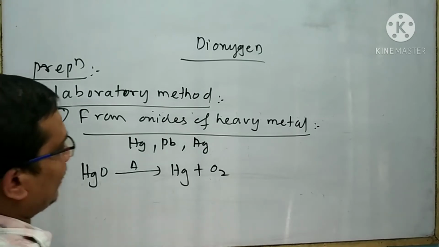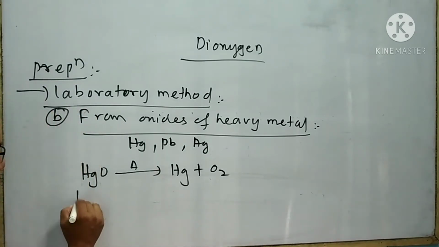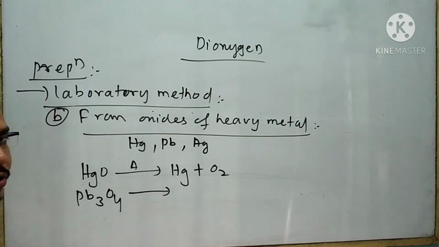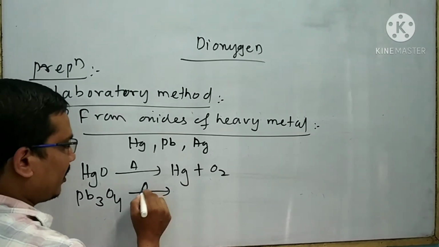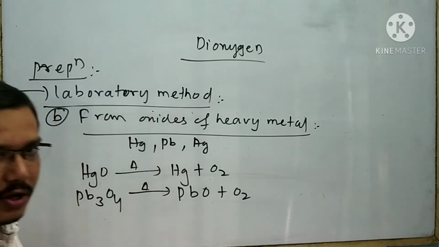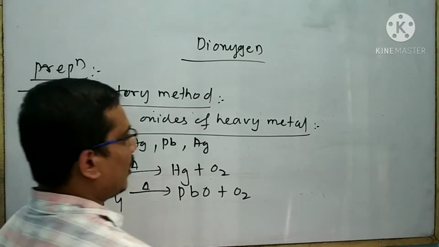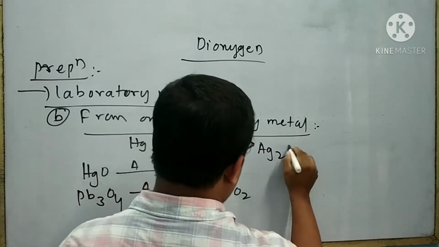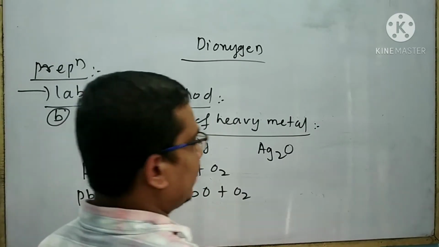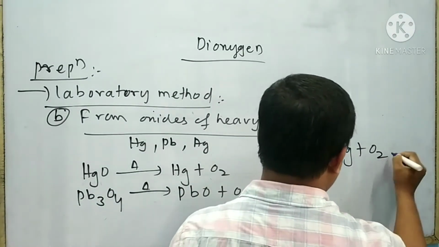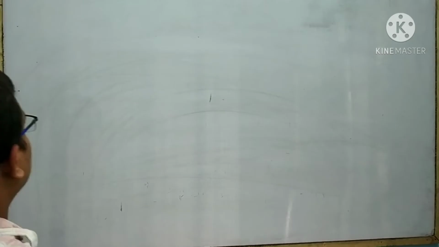Similarly, suppose I take an oxide of lead, Pb3O4. When Pb3O4 is heated, PbO and oxygen are formed. Similarly, I want to take an oxide of silver, Ag2O. When Ag2O is heated, silver and oxygen are formed.